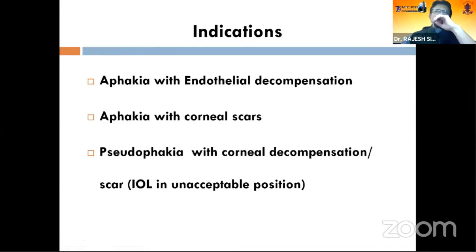Now, there are certain indications wherein you do have to plan for an IOL, wherein you don't have a support. There's no capsule, nothing. In that case, either you put an anterior chamber IOL, or you do an iris clip lens, iris claw lens, retrofixation, or you do an SF IOL.